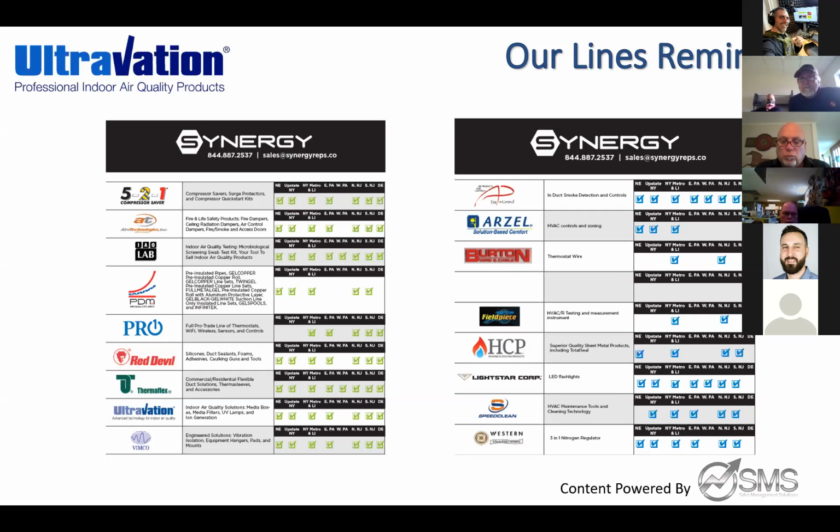We have Apollo Air products, that's in-duct smoke detection and carbon dioxide detectors. Arzel is our residential and commercial zoning product. ACP is our metal line. Lightstar is our flashlight line. And then Western at the bottom there, that is just a really cool product for your contractors. It is a 3-in-1 nitrogen regulator. It does test, purge, and braze. And we do also have acetylene and oxygen regulators from those guys as well.